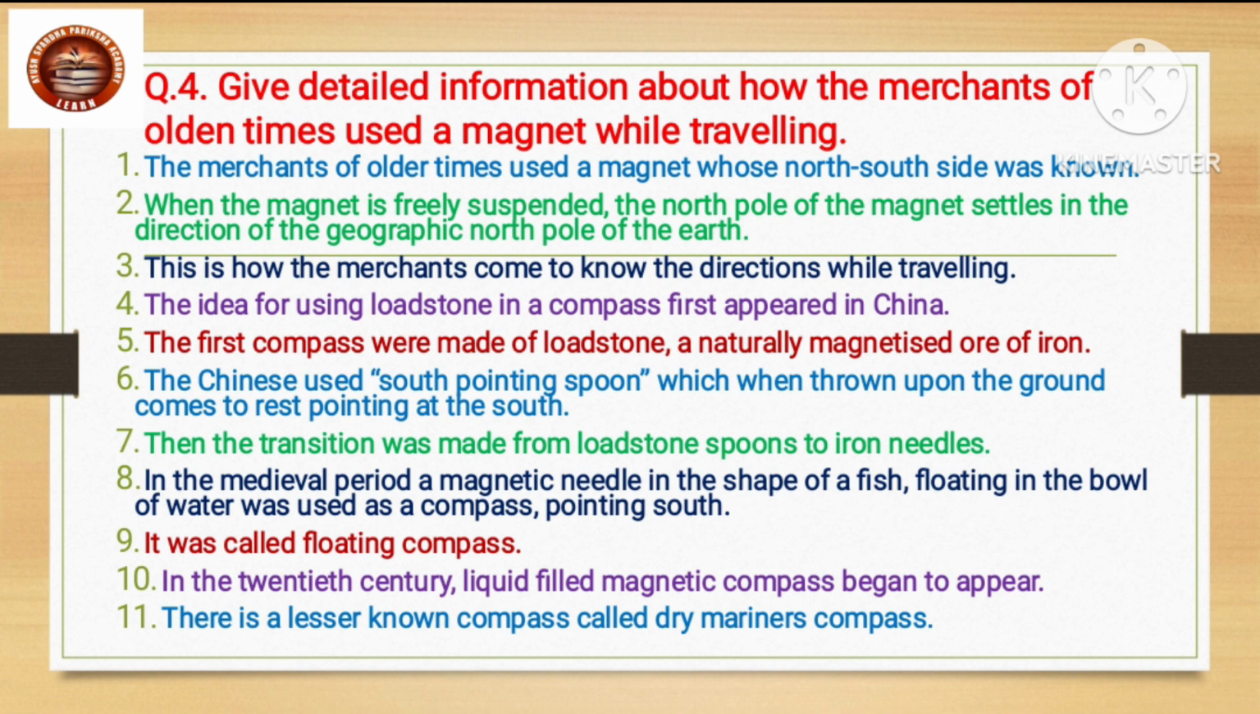In the medieval period, a magnetic needle in the shape of a fish floating in a bowl of water was used as a compass. Pointing south, it was called a floating compass. In the 20th century, the liquid-filled magnetic compass began to appear. There is a lesser-known compass called a dry marine compass.